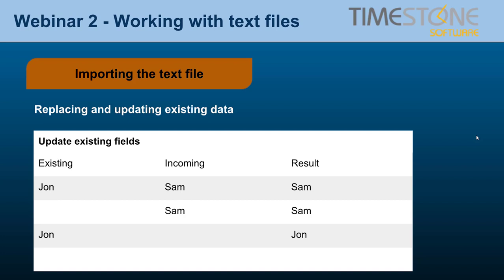Okay, so the important records there are, well, all of them really. So Sam replaces John in the first record. Sam replaces the blank in the second record, but the blank from the incoming data does not replace John in the third record. That's how that one is different.